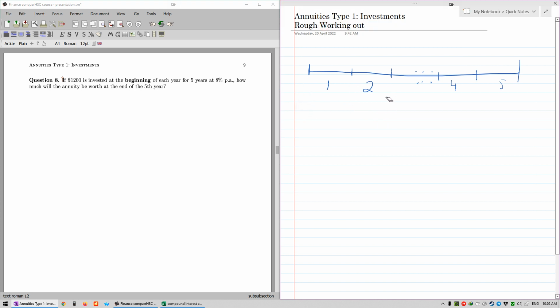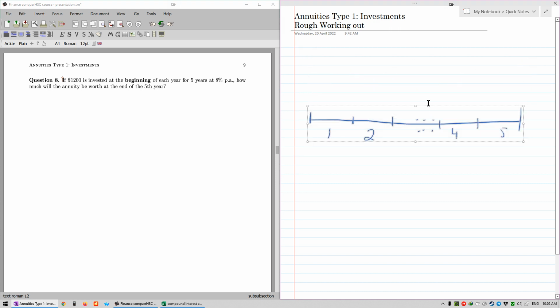Now, this is like a graphical depiction of money coming in and money going out. So let's look at the question and think about when the money is going to come in and when it is going to come out. It says $1,200 is invested at the beginning of each year. So if $1,200 is coming in at the beginning of this year, we draw an arrow going into the timeline and say $1,200 coming in. And over here as well, it's $1,200 coming in at the beginning of each year.